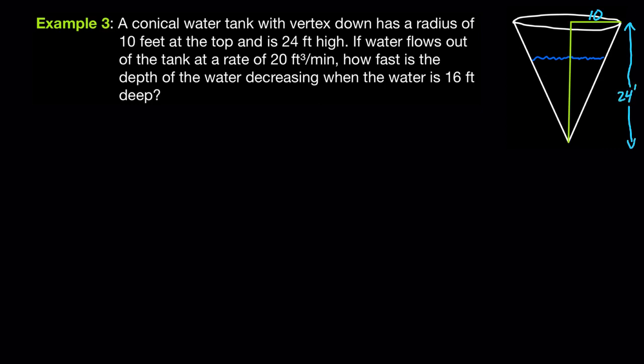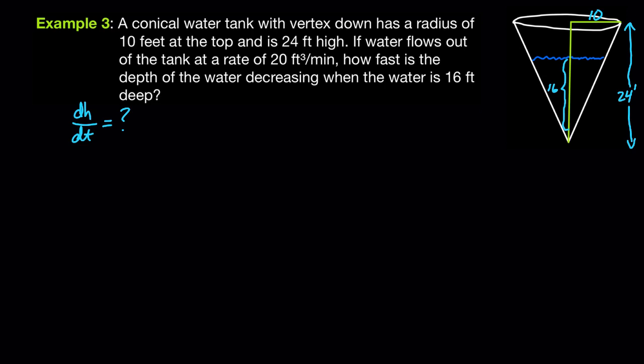If water flows out of the tank at a rate of 20 cubic feet per minute, how fast is the depth of the water decreasing when the water is 16 feet deep? All right, so when the water is 16 feet deep, the question is, how fast is the depth of the water decreasing? So what we are looking for is dH/dt. How fast is the height of the water changing?